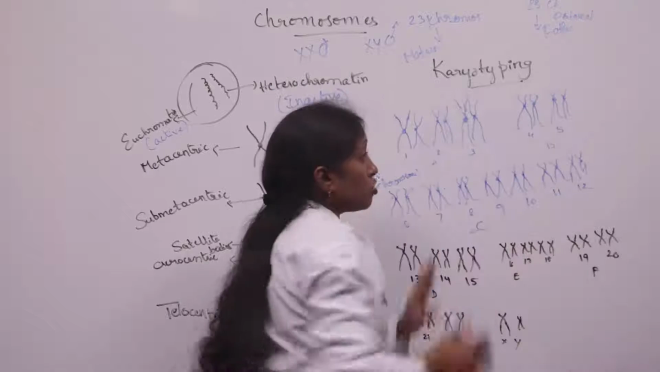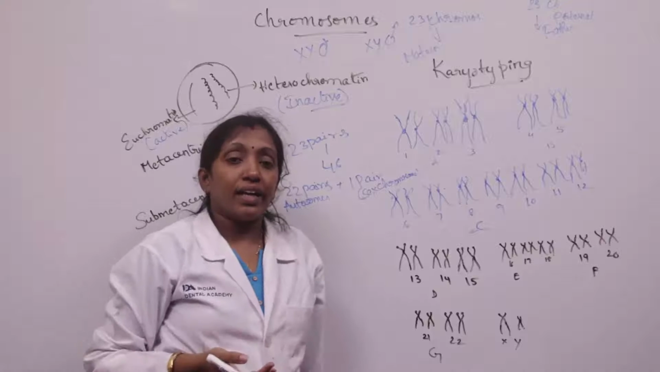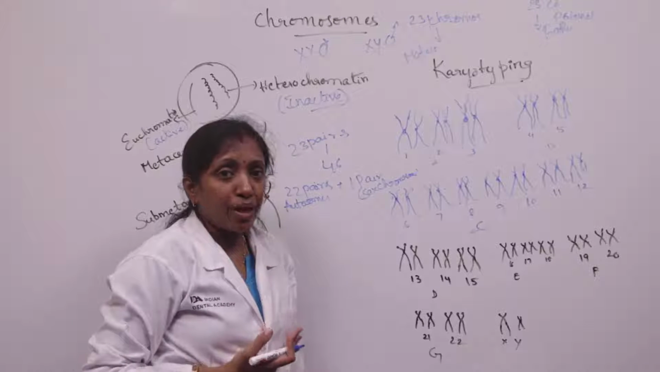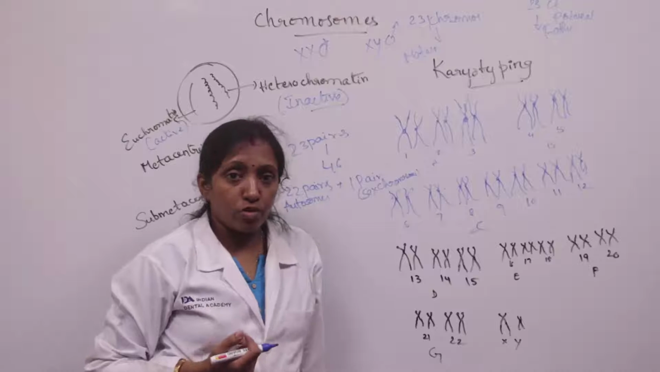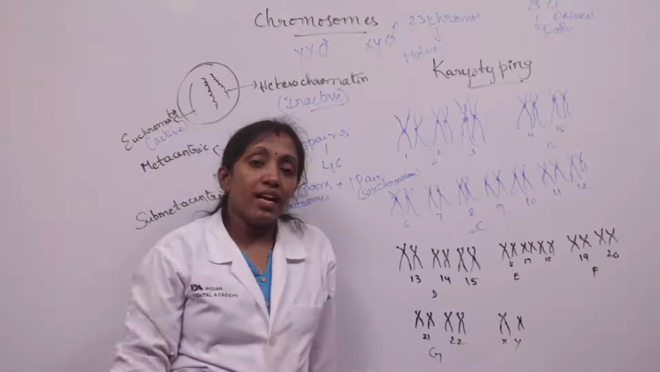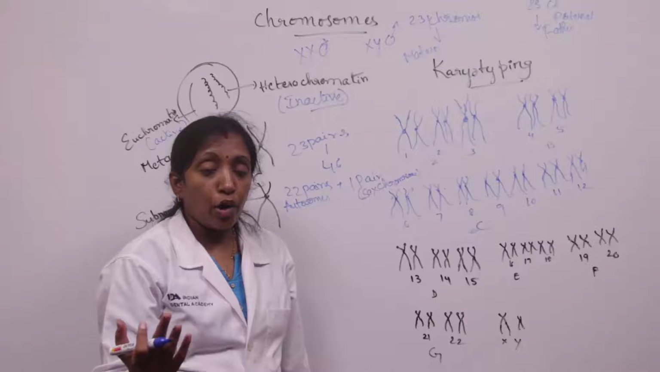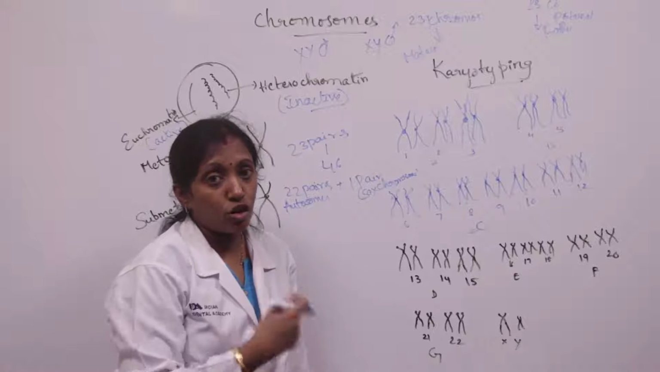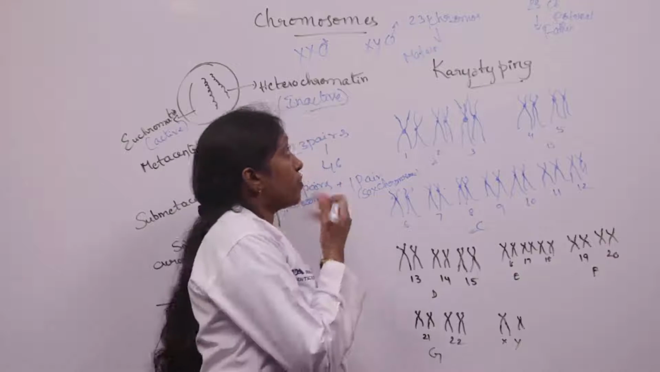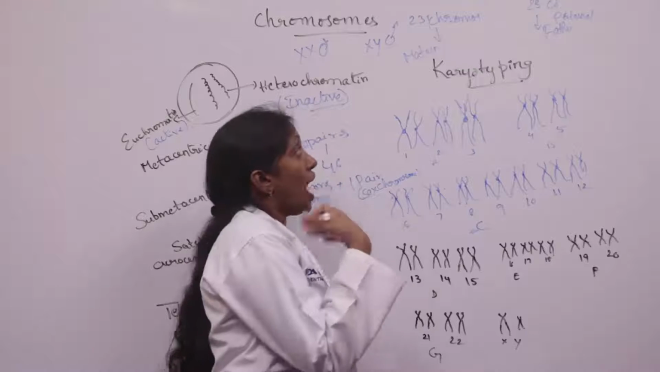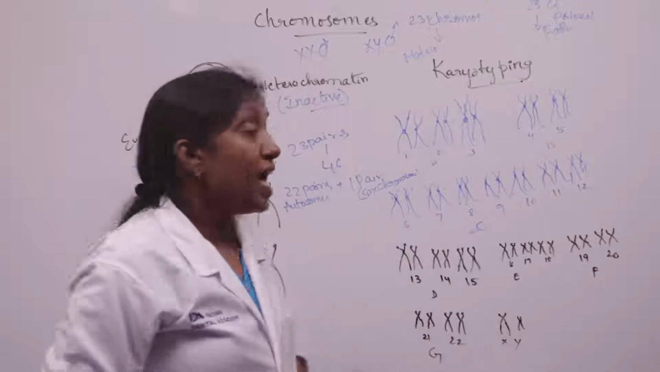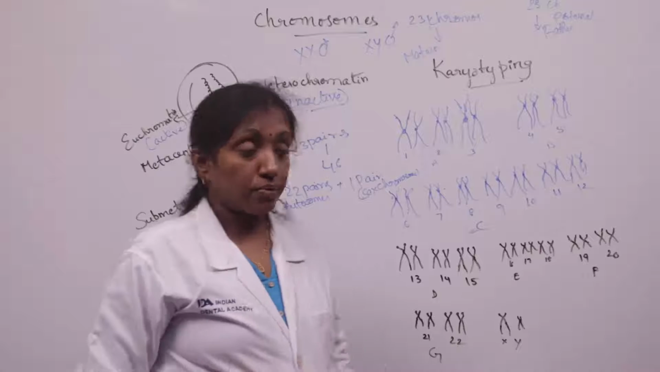We know that the sex gametes, ova and sperm, carry a haploid number of chromosomes. So when they unite, the resulting zygote consists of a diploid number of chromosomes. Out of these 46 chromosomes, 23 come from the mother, that is maternal in origin, and 23 come from the father, that is paternal in origin.